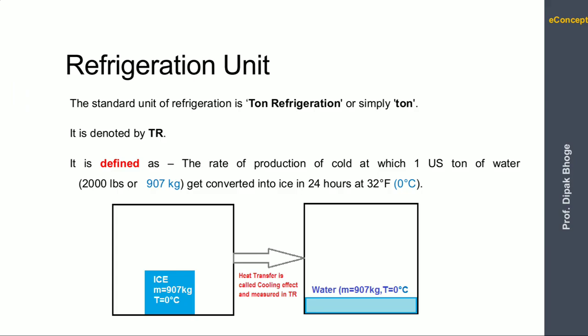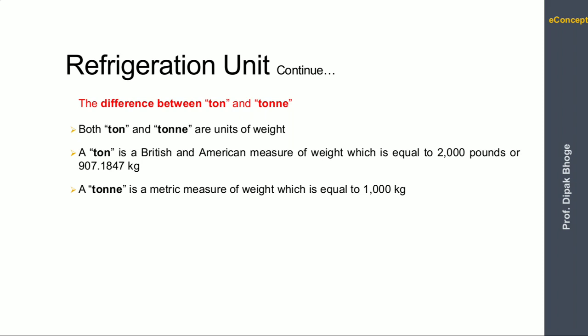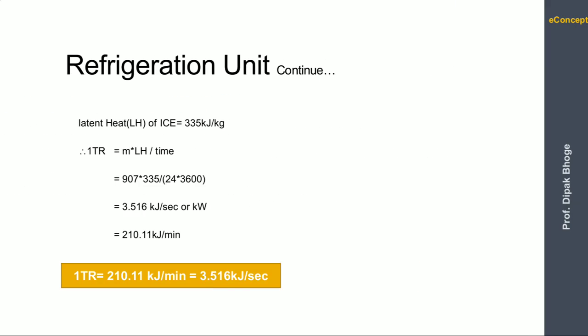Now what is a ton of refrigeration, and how it gets converted into the SI unit, that we will see. Before that, we will see the difference between ton and tonne. Both ton and tonne are units of weight. A ton is a British and American measure of weight, which is equal to 2000 pounds or 907 kg. And a tonne is a metric measure of weight, which is equal to 1000 kg. Because of this difference, we are not able to understand. Generally we take ton and tonne as the same, but in British and American measures, ton has a weight of 907 kg, but in metric tonne it has 1000 kg. And because of this, some books have also made some mistakes while converting this unit into kilowatt.